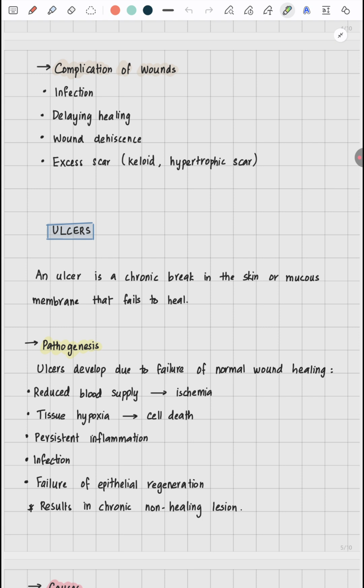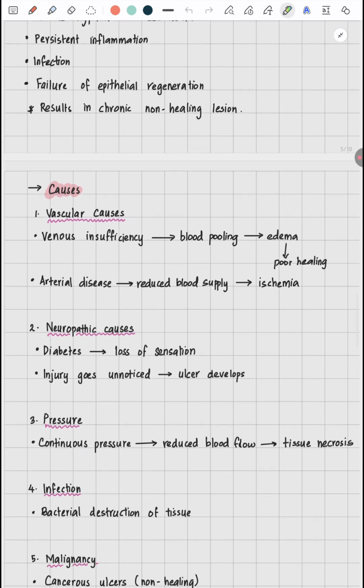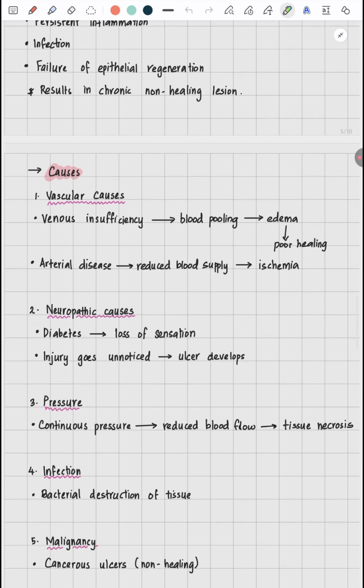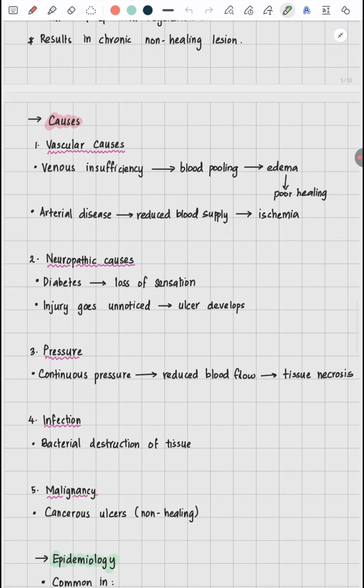There are several important causes of ulcers. Vascular causes are most common. In venous ulcers, there is venous insufficiency leading to pooling of the blood, increased pressure, and edema, which ultimately reduces oxygen delivery to tissues. These ulcers are typically seen around the medial malleolus and are usually less painful.